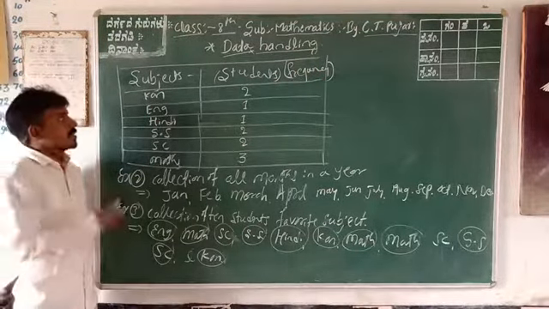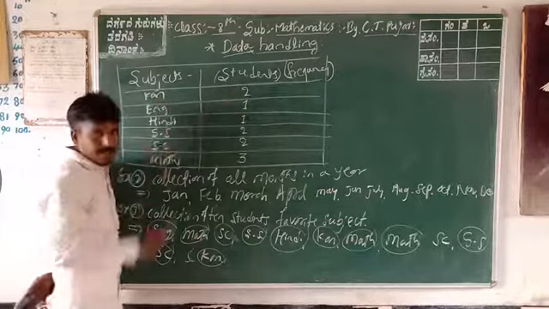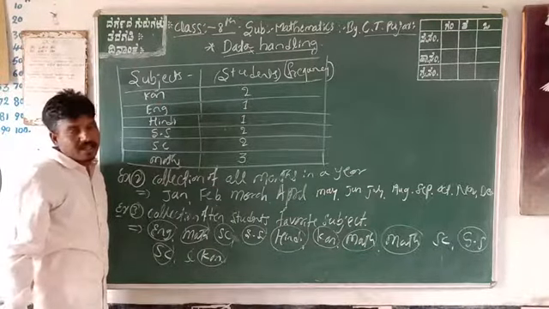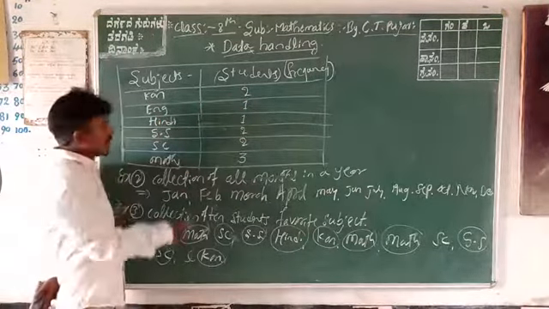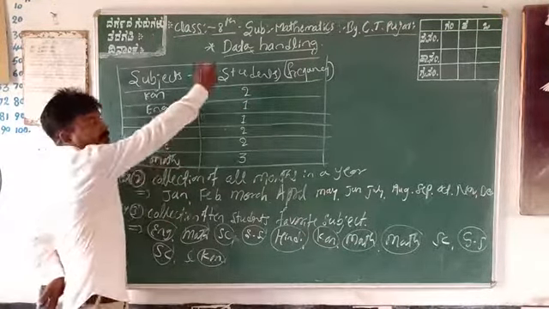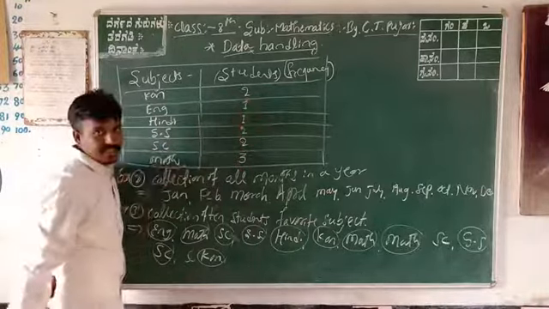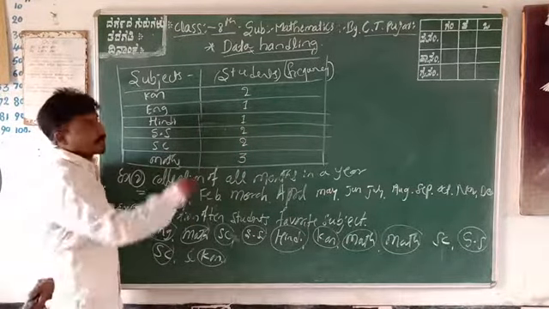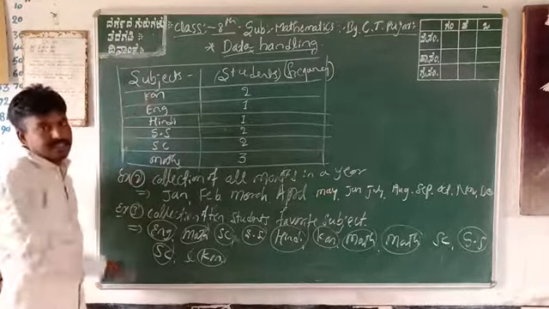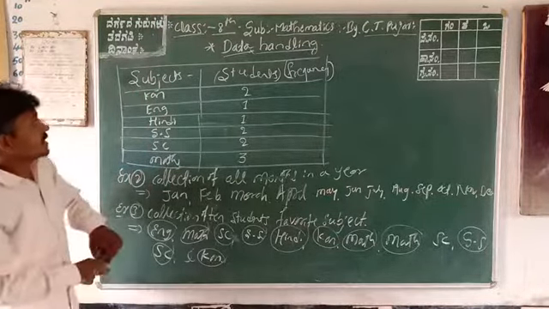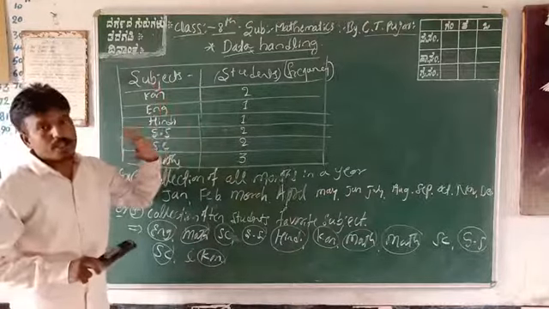Kannada, how many times? Two times. That is frequency. The frequency of Kannada. Next, English, how many times? That is one time. Next, maths, how many times? That is three times. Frequency means the times of obtained or times of given objects. This is the frequency distribution table.